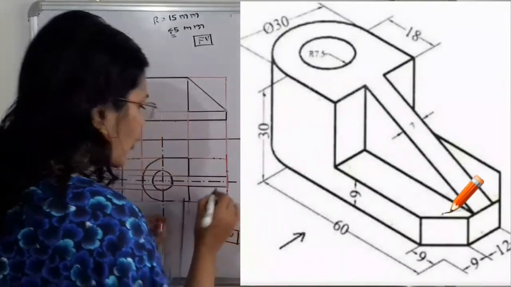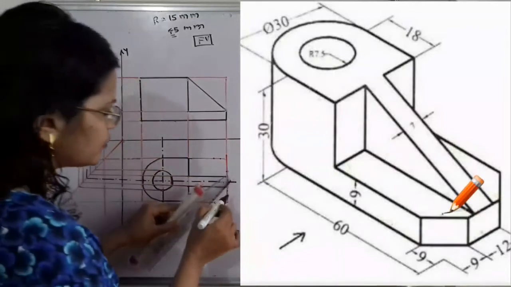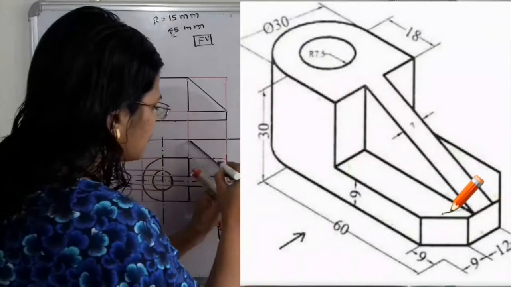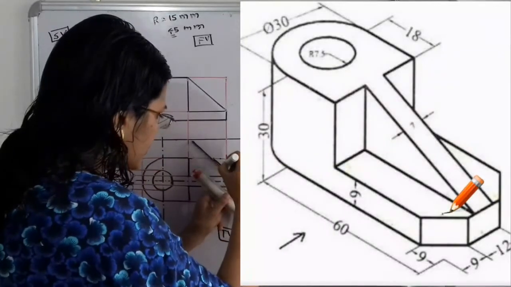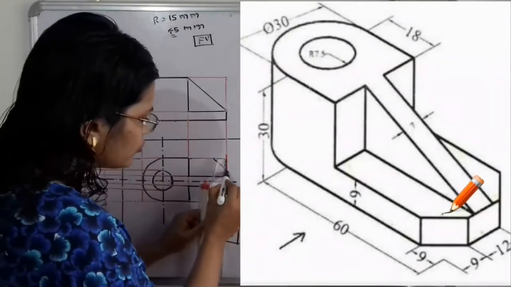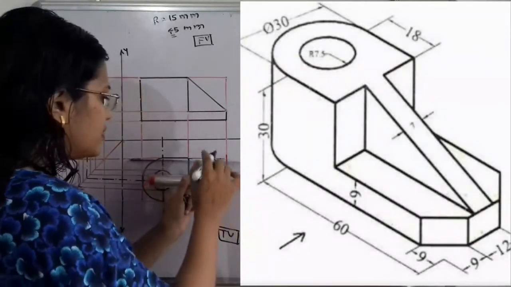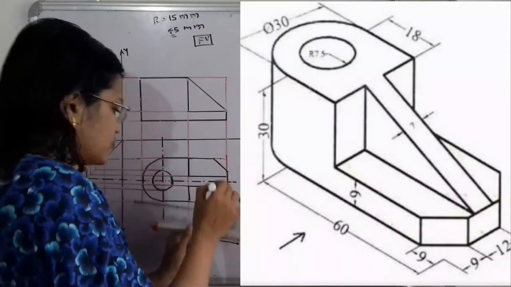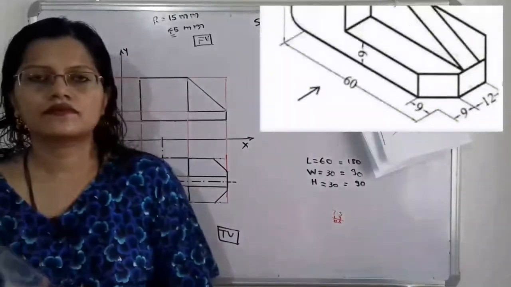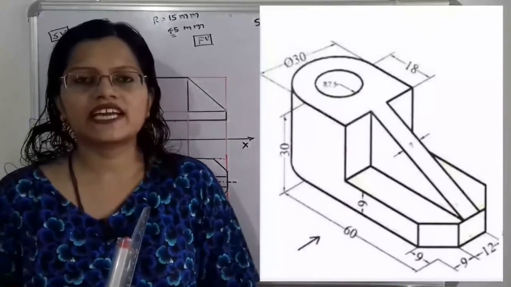So these are the corner points. Now we have to join these corners. So this is the part of construction. So we have to draw the dark line or the construction line. Now remaining we have to join with the help of the dark pencil. So here this construction is getting completed. So this top view is getting completed.